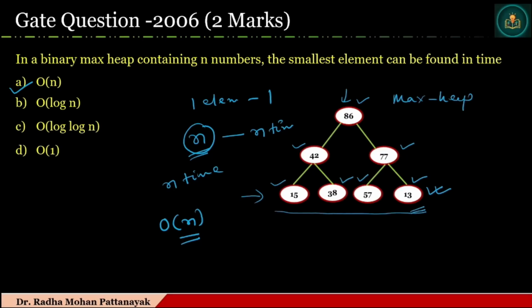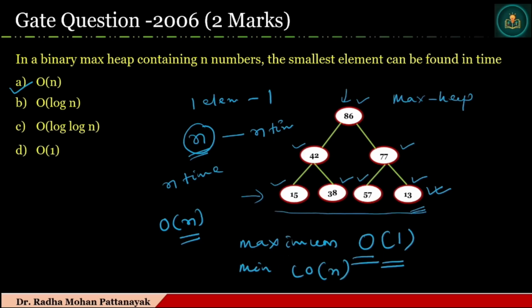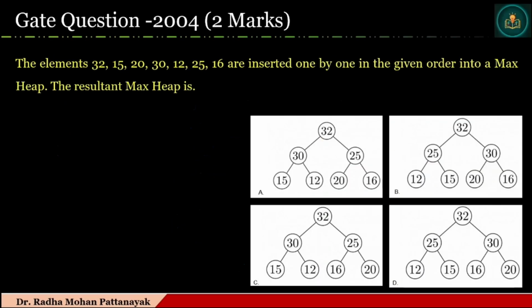Similarly, if the question is like this, in a binary Max-Heap tree, how much time will it take to find the maximum element? What will you say? For maximum, that is big O of 1. Why big O of 1? Because you know that in a Max-Heap tree, the highest value will be present at the root. So it will take only one time to search that root. That's why for maximum, big O of 1. For minimum, that is big O of n. I hope you understood.